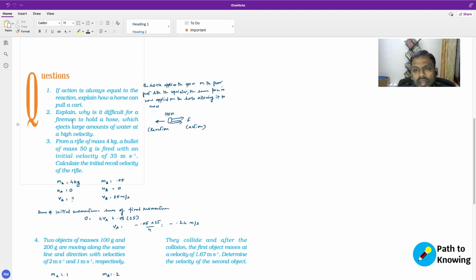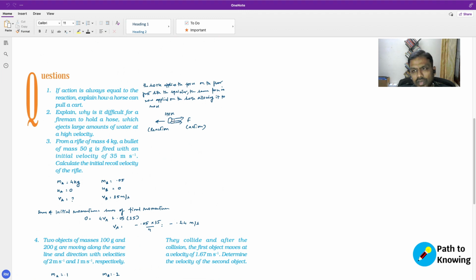Explain why it is difficult for a fireman to hold a hose which ejects a large amount of water at a high velocity. Let's see this. What happens when large amounts of water at high velocity are pumped through the fire hose? Let's consider this to be the opening of that hose, from which water comes out to get rid of the fire out here. When water comes out at a very high speed out of the hose, the force is really high.